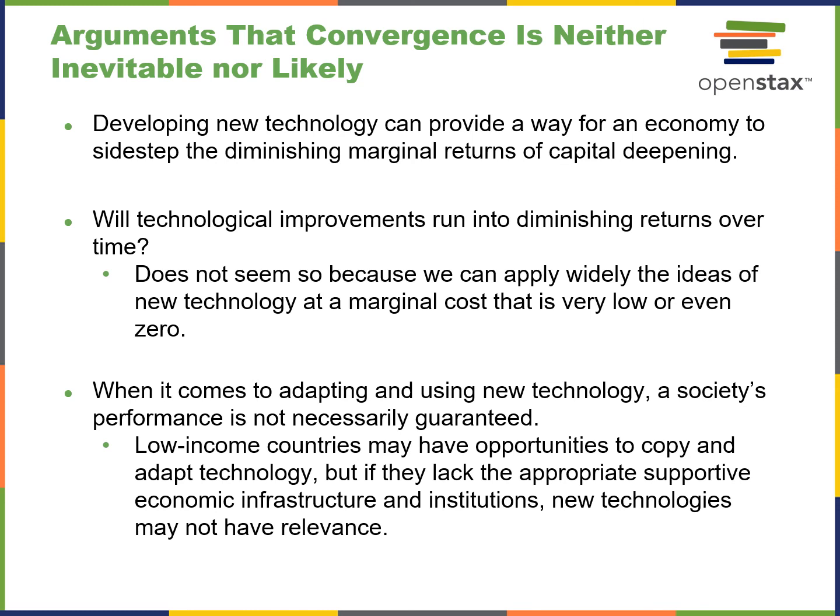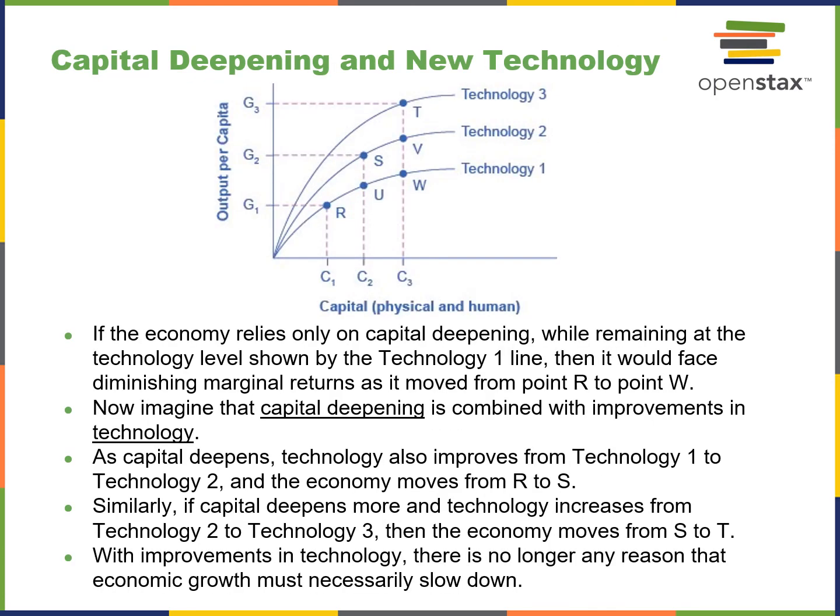However, there is an extra efficiency added. Here we see a curve of 3 different technologies and how it impacts the growth per capita and the physical and human capital numbers as well. So technology 1 has kind of a flatter curve. Technology 2 changes the trajectory of this curve. Technology 3. So with improvements in technology, there's really less reason that economic growth should necessarily slow down.